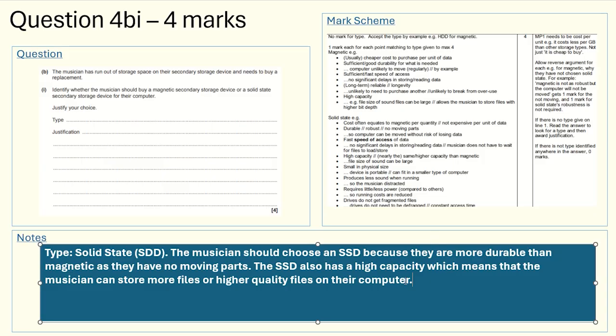Okay. We also know that the SSDs are smaller in physical size. They're thinner than magnetic. And again, if we're talking about things being portable, need to be moved around, then size might come into that as well. So we could also say the SSD is also smaller in physical size, so it is easier to transport. Okay, so that should be the 4 marks there that we need to be able to answer this question.